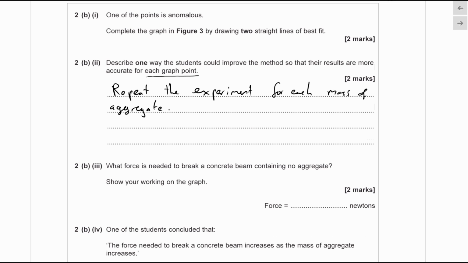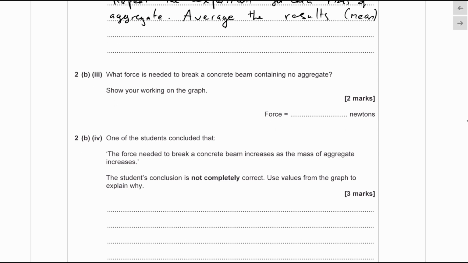And then how would that make the results more accurate? Well, we'd take an average. Okay, so we would average, so there we go, average the results. And when I say average, what I'm really talking about is the mean. Okay, so take an average of the results, and that is worth 2 marks because taking the average is 1, and you've taken the average after repeating the experiment.